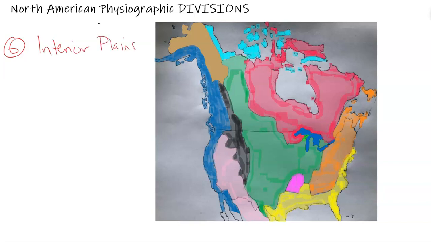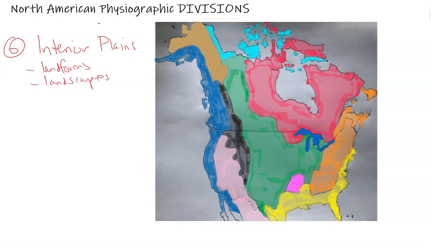Now, the interior plains cover a very large area. It stretches from just west of the Appalachian mountain system all the way down through southern Texas and Mexico, and all the way up through the center of the United States into the middle of Canada and through various provinces in Canada. So this is a very large, diverse area. However, its similar landforms and similar landscapes allow it to be under the same division.